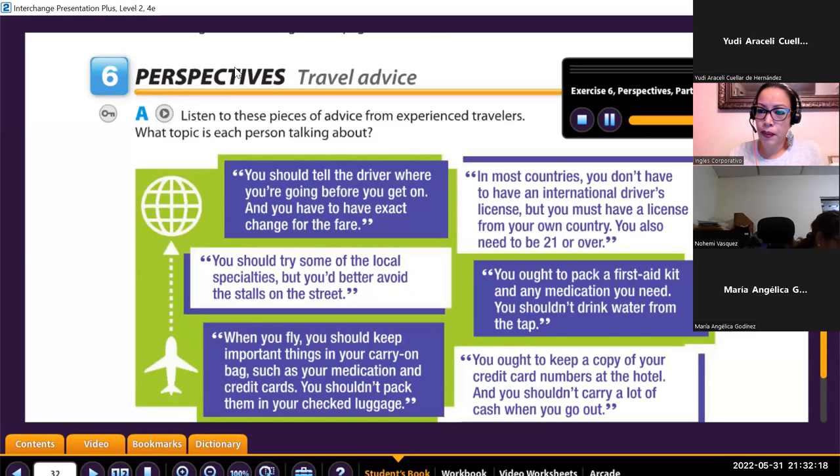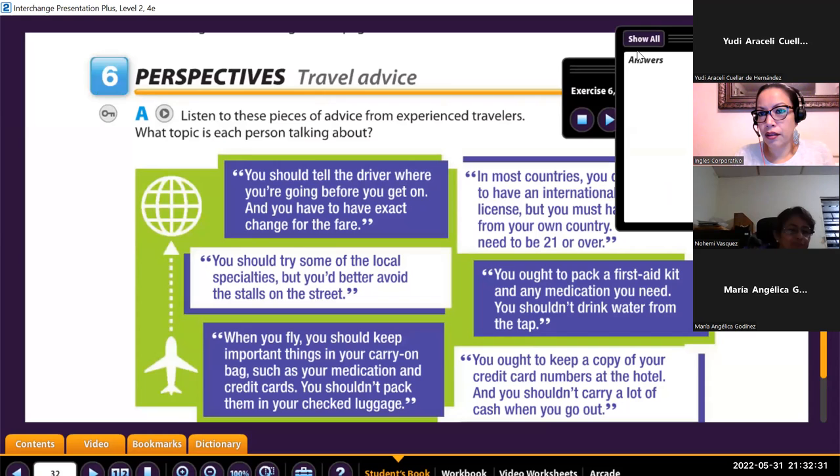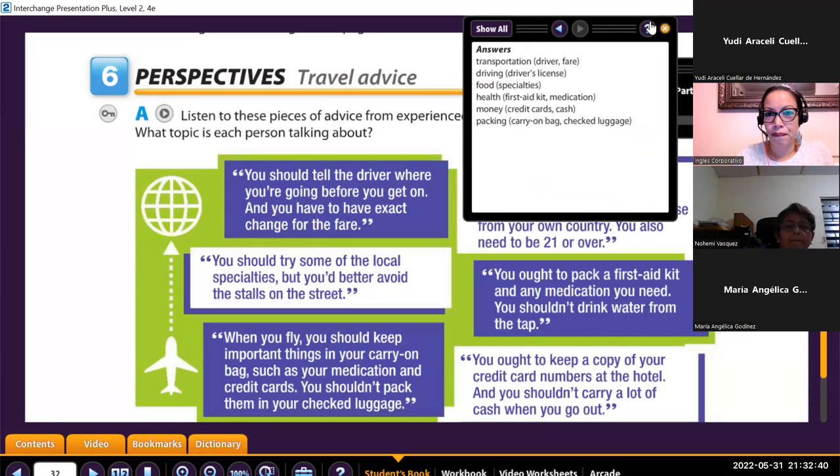Have you decided on the topics? Yes, teacher. Okay, so let's check. Okay, so here are the topics like suggested. Estos son los sugeridos, right? So the first one, it can be about transportation, or you may have a ride and driver or fare.